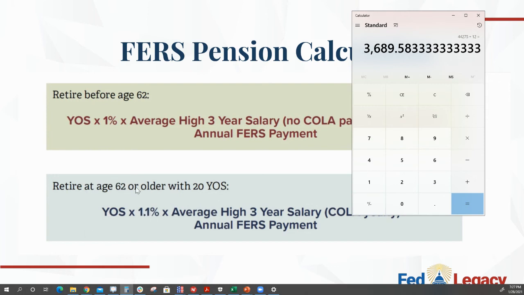Then if you're over 62 and you have more than 20 years, you do times 1.1. And then you just project out what you think your average high three would be, right? And then you put that number into this calculation, and then you're able to see exactly what your FERS pension is expected to be. Okay, cool.